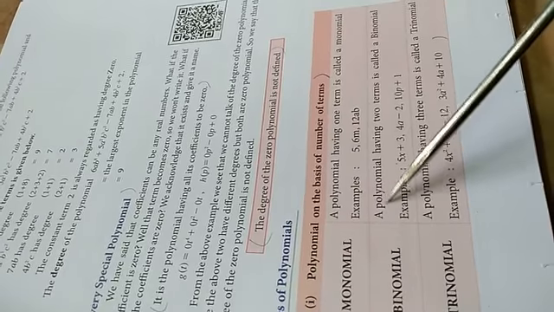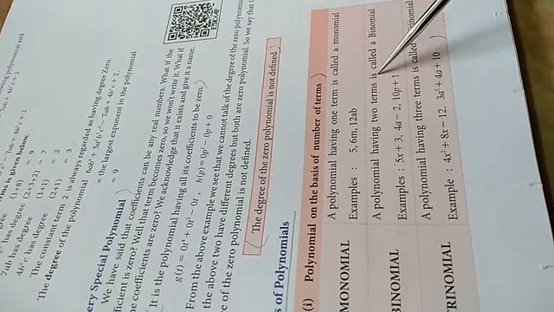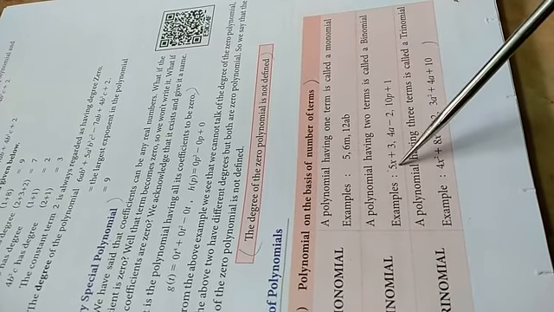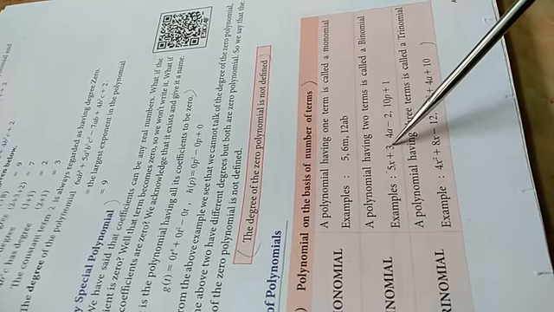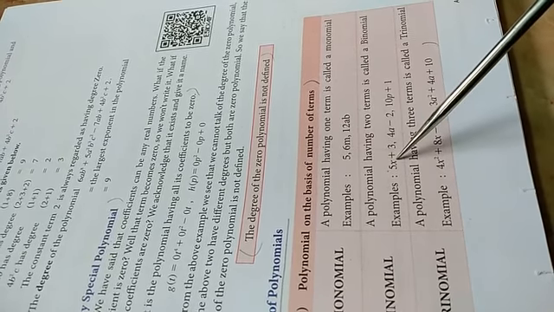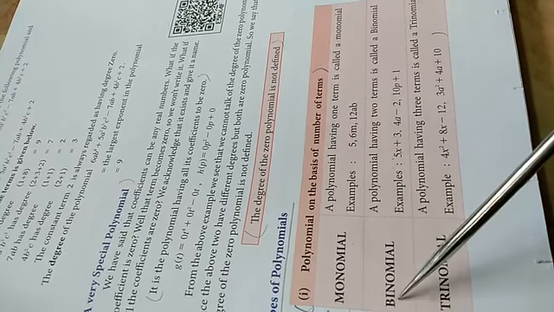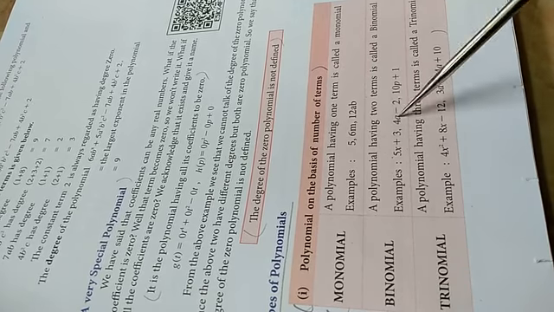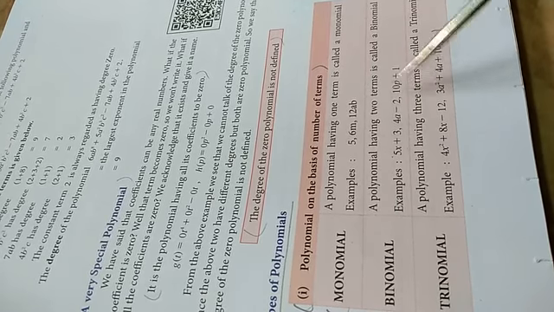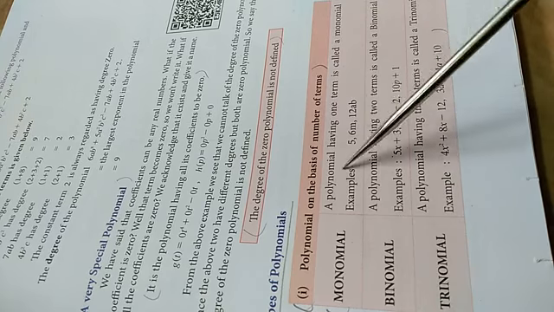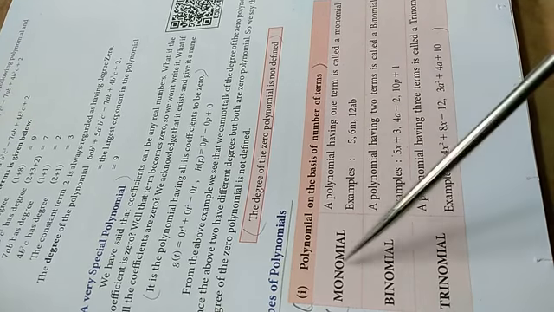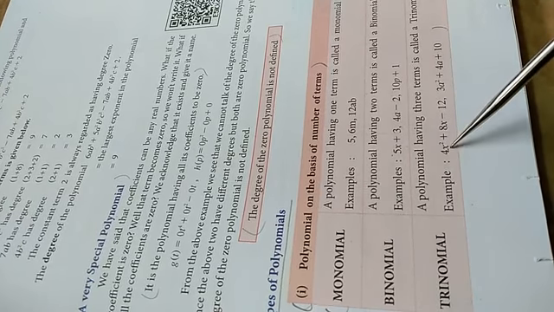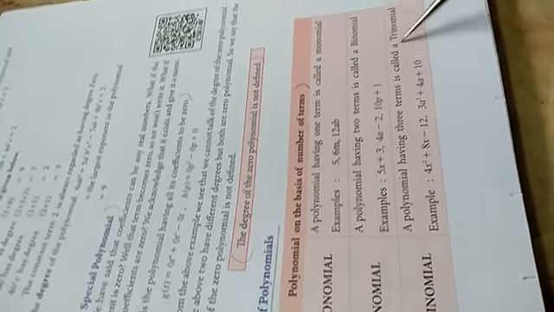Next, a polynomial having 2 terms is called a binomial. Look at this, 5x one term plus 3 another term. This polynomial consists of 2 terms. Therefore, this is known as a binomial expression. Here these consist of only one term, so they are monomial expressions. They are binomial expressions.